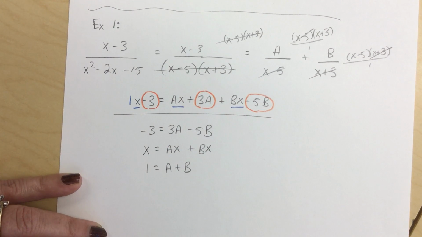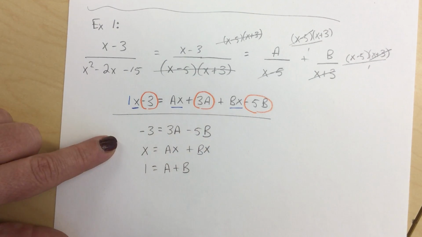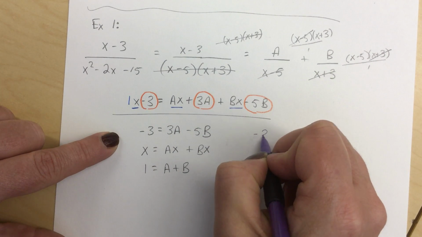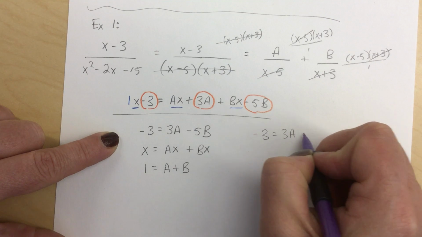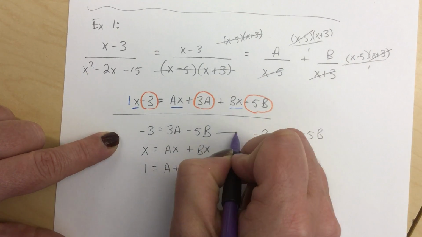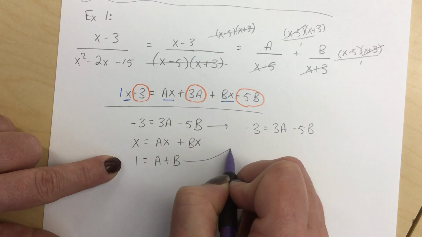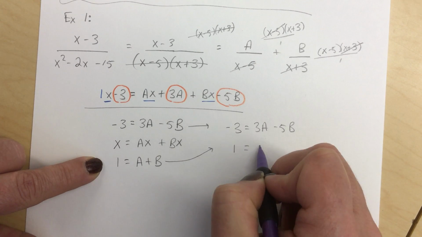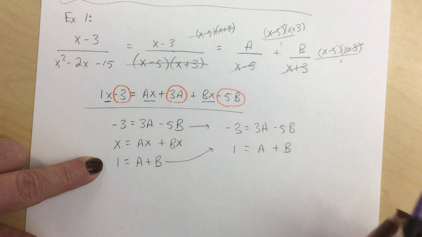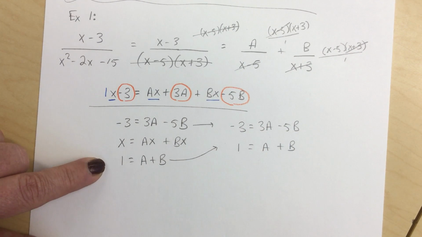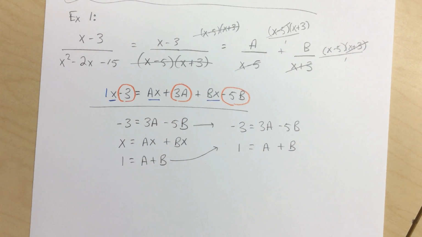Okay, so that gives me two equations. It gives me -3 equals 3a minus 5b, and then when I get rid of the x's, it gives me this, so I have 1 equals a plus b. I have two equations because I have one equation for my x values and one equation for my constant values.